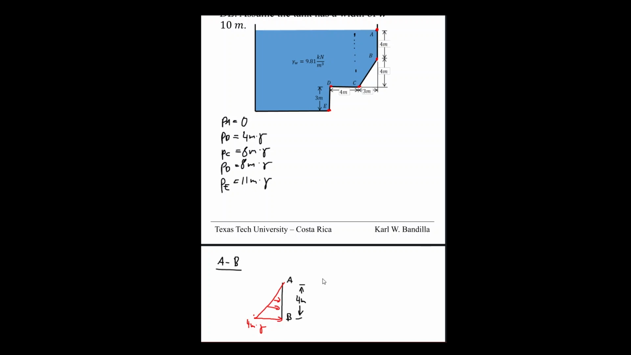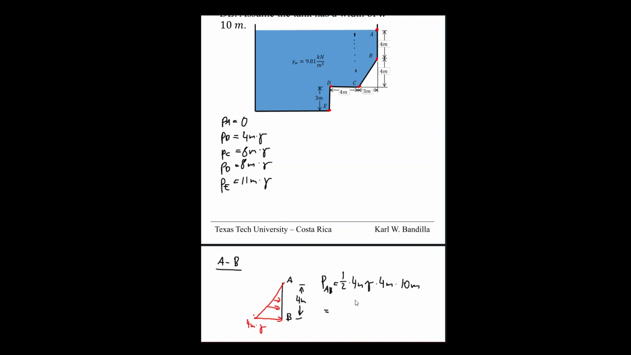So we can find the force acting on segment AB. All we have to do is take the area here and multiply it by the width. The area of this triangle is 1/2 times 4 meters times gamma, that's the height of this triangle, and then the base is also 4 meters. And let's not forget that we have a 10 meter width, popped out in there and there. So times 10 meters.